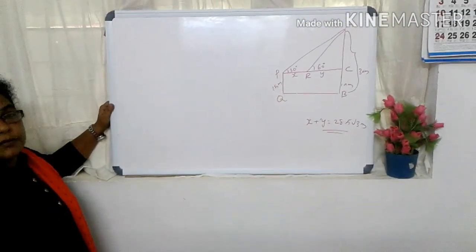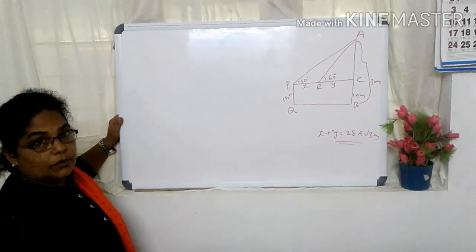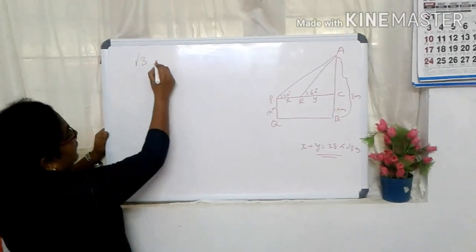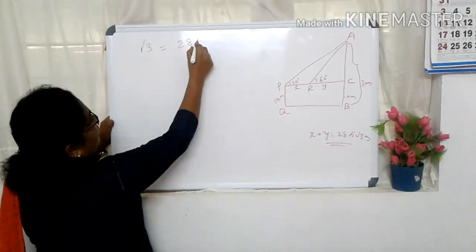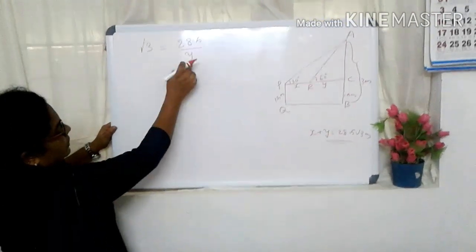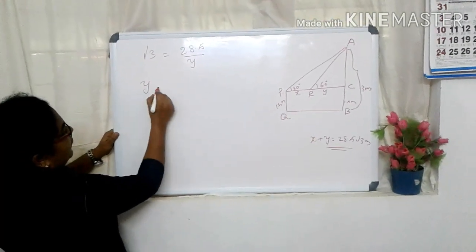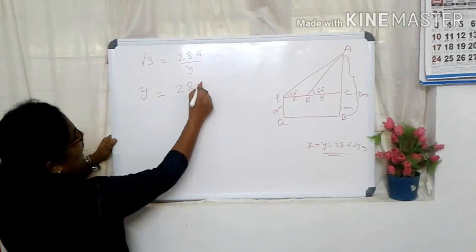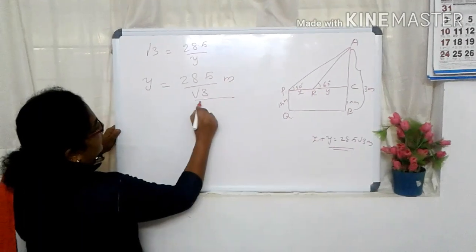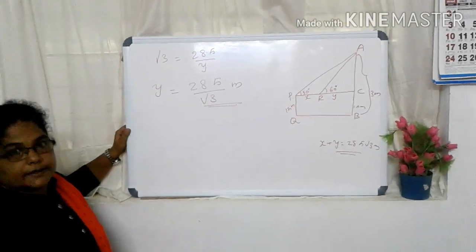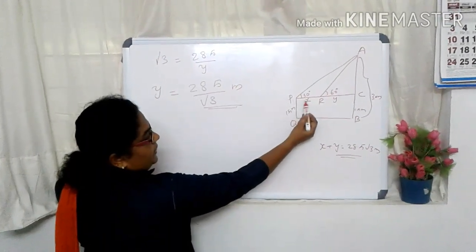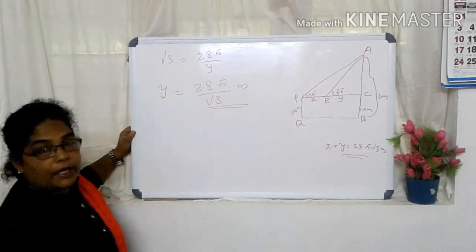We know the value of tan 60. Tan 60 equals root 3. Now, therefore we have root 3 equals 28.5 by y. Now what do we have to do? We have to do the cross multiplication. Therefore y equals 28.5 by root 3 meters. Okay, now we have to get the value of x. Now x is the distance moved by the boy, x meters from P to R. So we have to get the value of x.